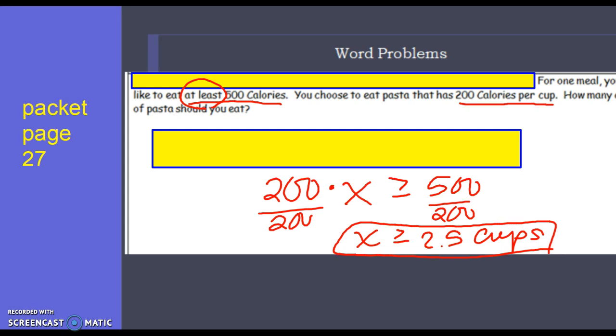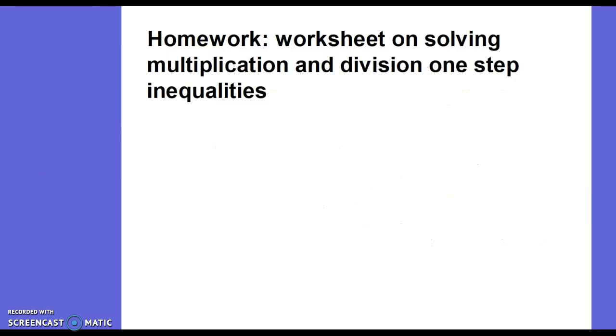All right, that's a quick introduction to some of the word problems that might go with inequalities. What I'd like you to do right now is to go ahead and work on the worksheet that the sub should have given you on solving multiplication and division one-step inequalities. It's mostly just basic solving the inequalities, and I think there's one word problem or two. And that's what I'd like you to work on now, and then keep going with the hybrid agenda.